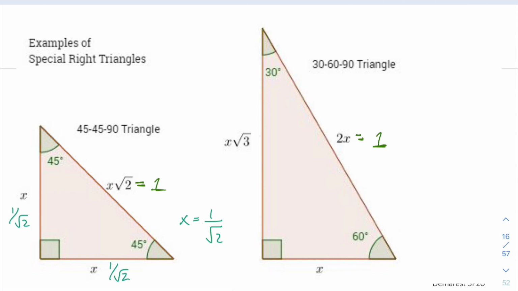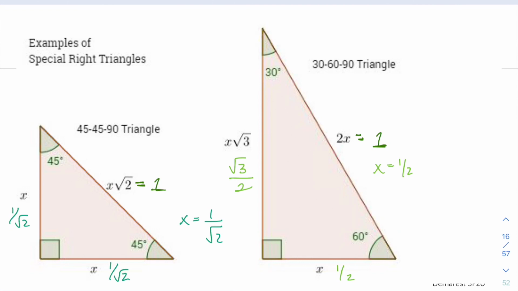And then here, if 2x, my bad, equals 1, then that means that x is going to equal 1/2, right? Because you'll divide both sides by 2. So that would make the shorter side 1/2, and then the longer leg, radical 3 over 2. These values, radical 3 over 2, 1/2, 1 over radical 2, are all over the unit circle.